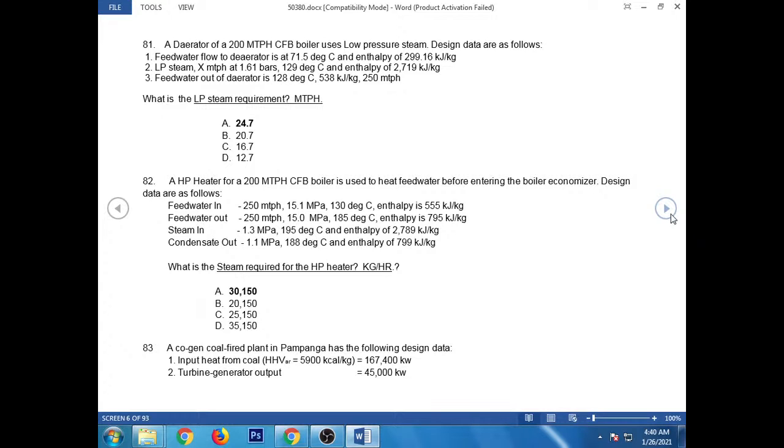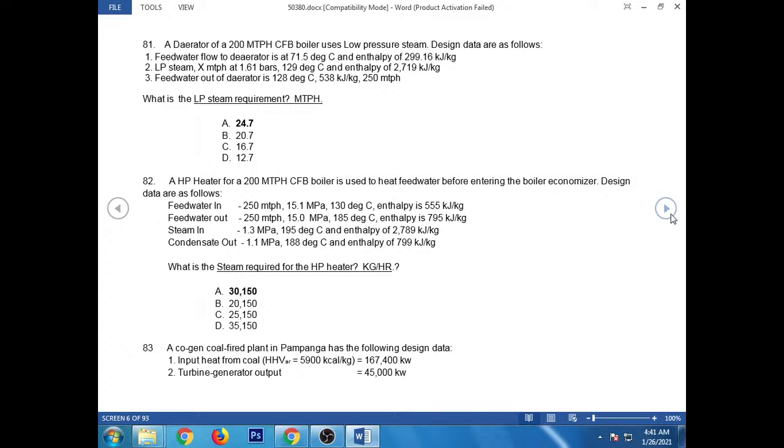Steam in 1.3 MPa, 195 degrees Celsius, and enthalpy of 2789 kilojoule per kilogram. Condensate out 1.1 MPa, 188 degrees Celsius, and enthalpy of 799 kilojoule per kilogram. What is the steam required for the HP heater? Answer: 30,150 kilogram per hour. A cogen coal-fired plant in Pampanga has the following design data.